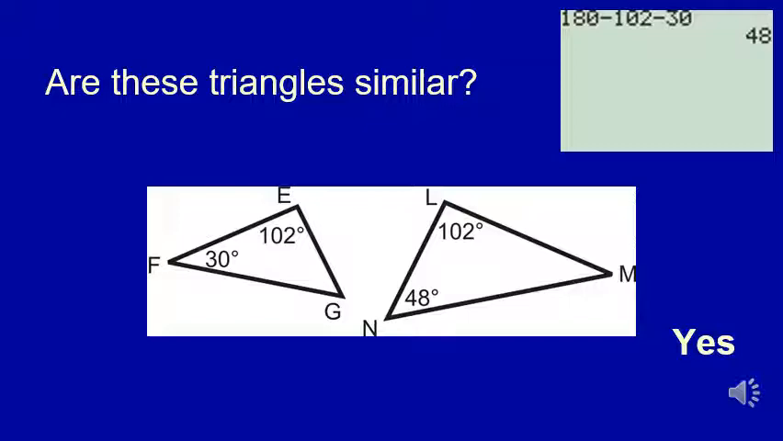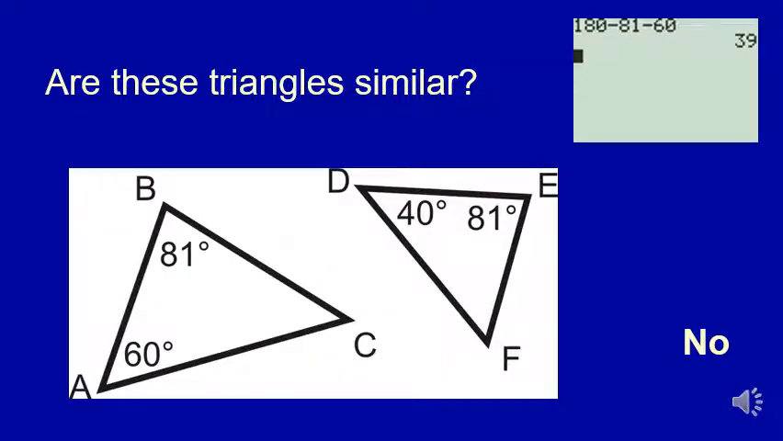Well, to apply that AA postulate, I've got to have two pairs of angles that are the same. I can see that I've got 102 in both of the triangles, but what I've got to do is figure out what's missing. And if I take 180 minus 102 minus 30, I can tell that angle G would be 48. Well, now that's the same as angle N over in the second one, so yes, these will have two pairs of congruent angles, and that means, yeah, by AA, they would have to be similar.